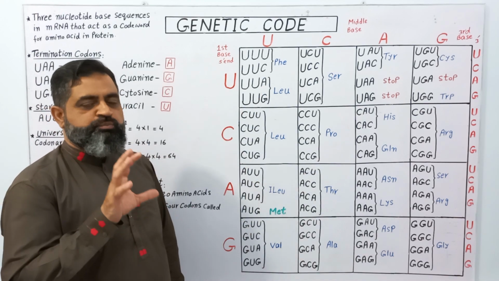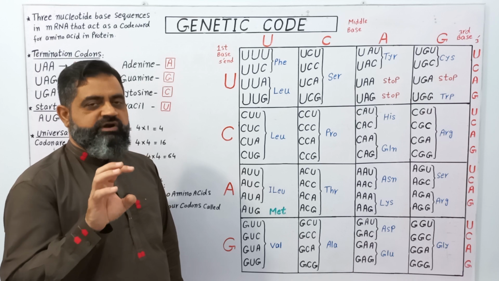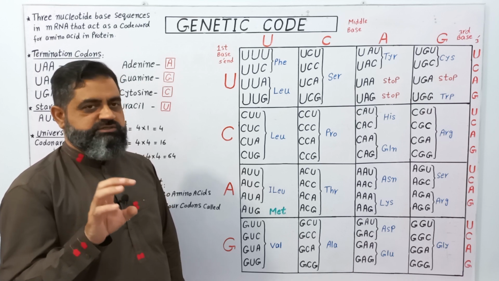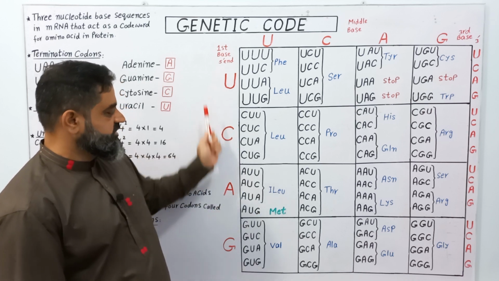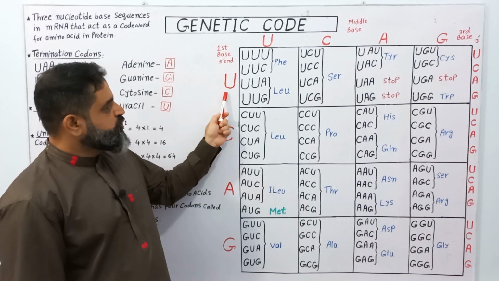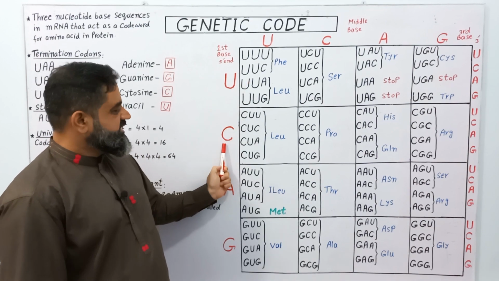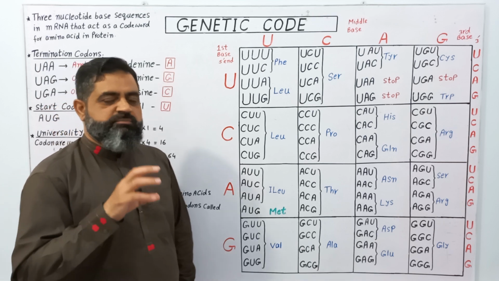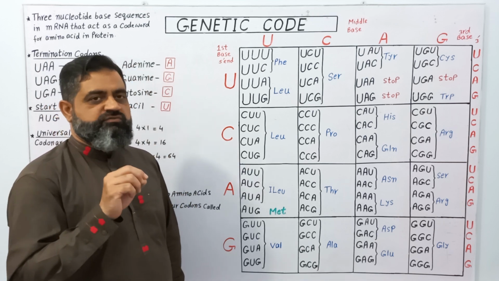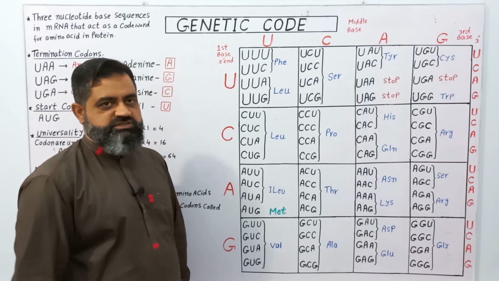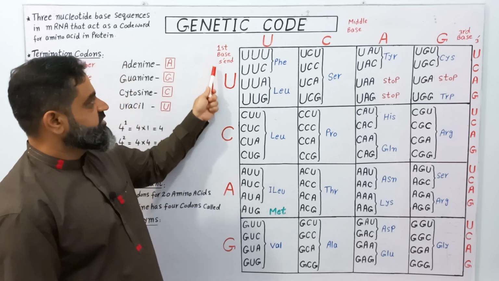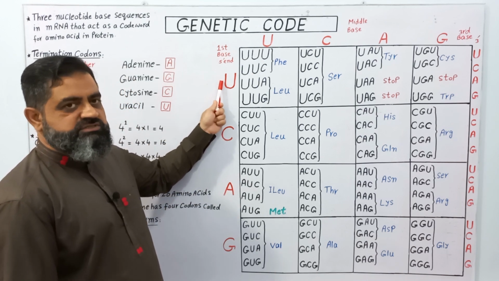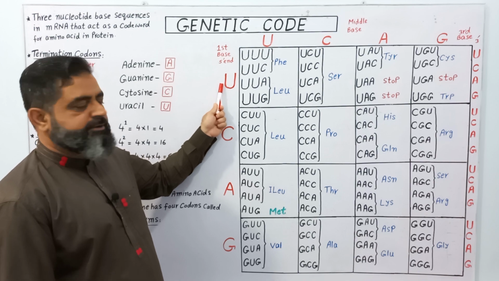We are going to put the 4 different types of nucleotides present in messenger RNA in a specific sequence right over here: U in the first box, then C, A and G. These are the bases which start from the 5' end of messenger RNA. So this is the first base which is present on the messenger RNA.